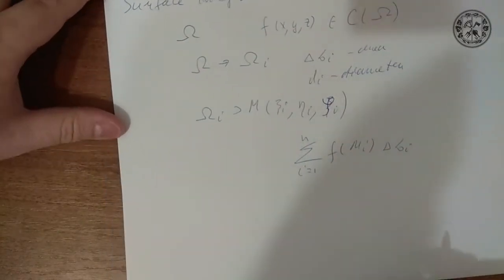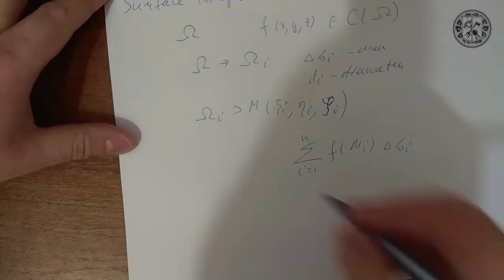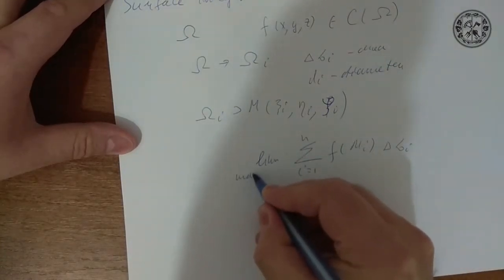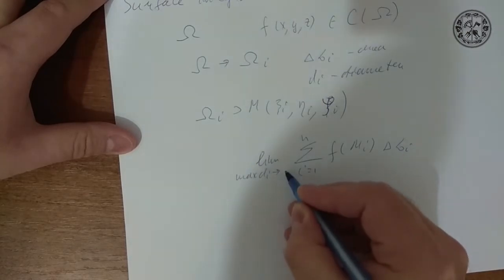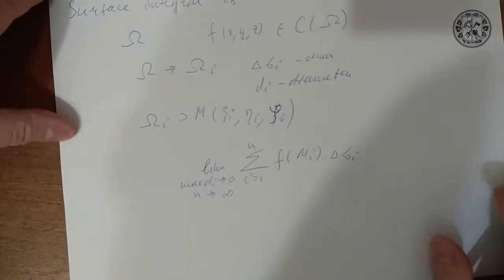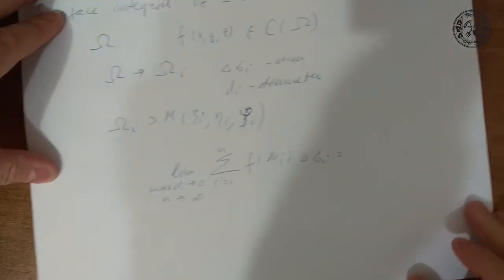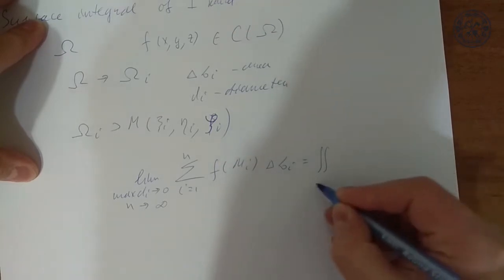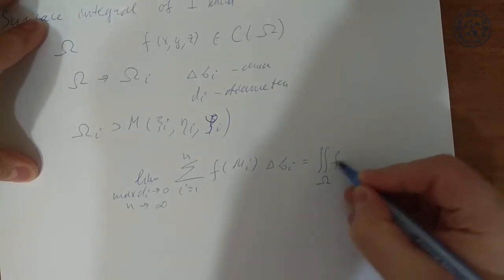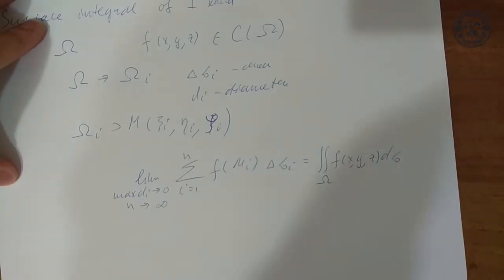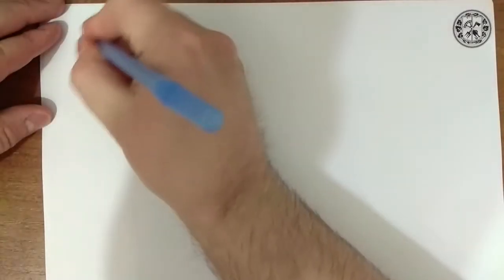If there exists a finite limit when the maximum of the diameters tends to 0 and the number of pieces tends to infinity, we call this limit of the sum the surface integral of first kind. Properties.